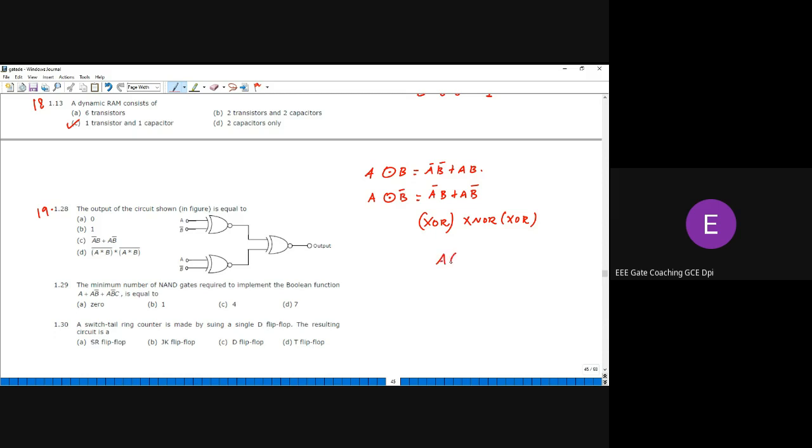So what is A XNOR A? A bar plus A into A. So this is nothing but A bar plus A. So what is A bar plus A? This one. So my answer is 1. Because A dot A is equal to A, right? A bar dot A bar is equal to A bar. So A plus A bar is equal to 1.